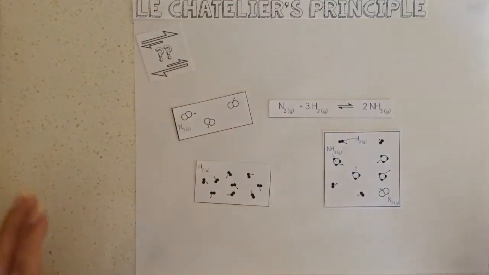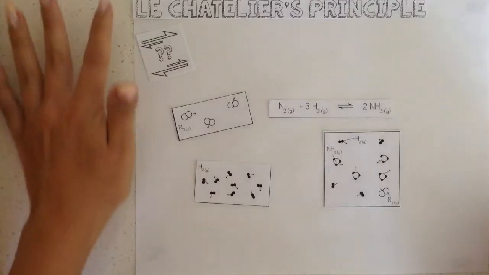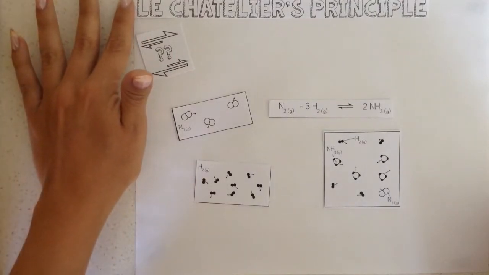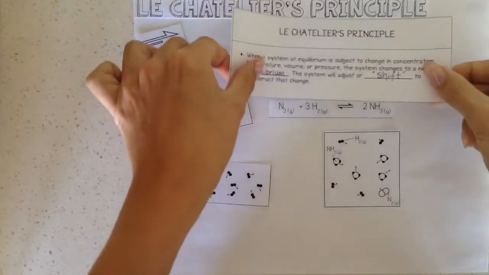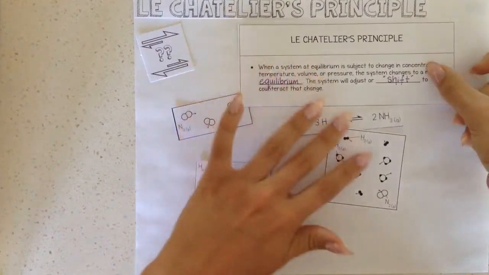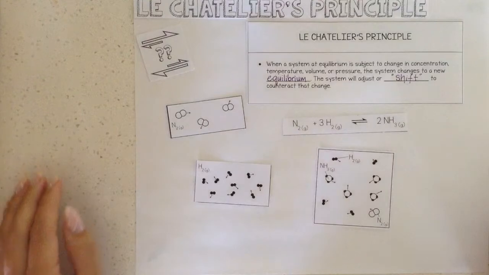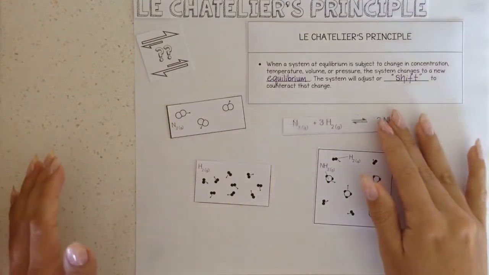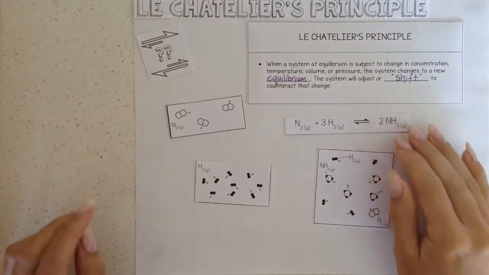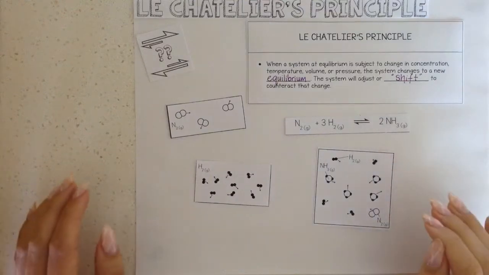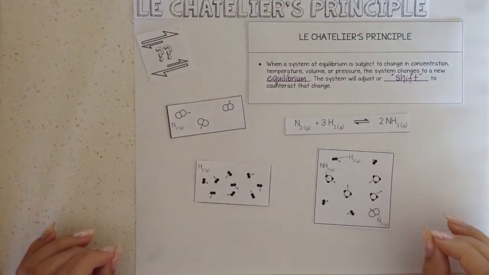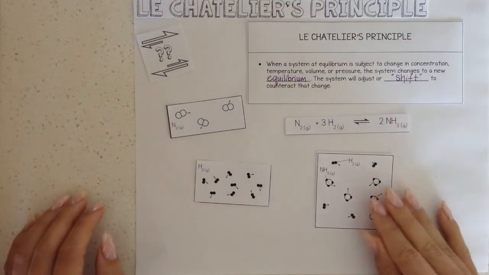This sort of simple idea is what Le Chatelier's principle is all about. The very French Le Chatelier came up with this principle. When a system at equilibrium is subject to change in concentration, temperature, volume, or pressure, the system changes to a new equilibrium. The system will adjust or shift to counteract that change.